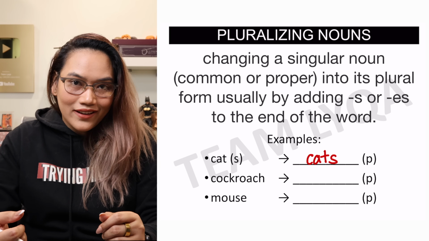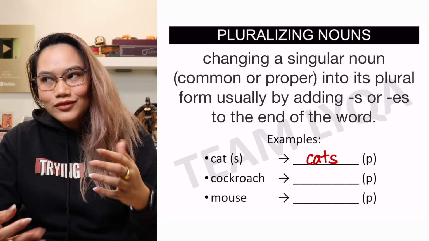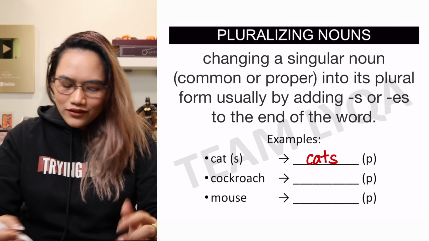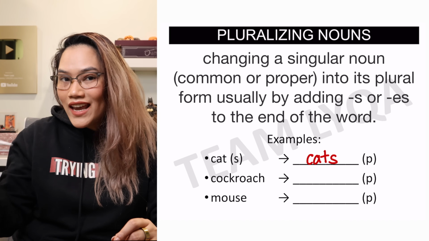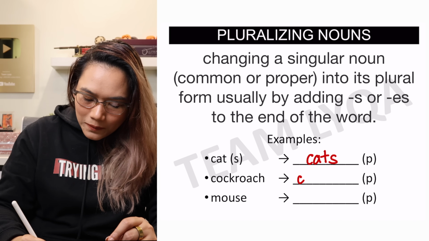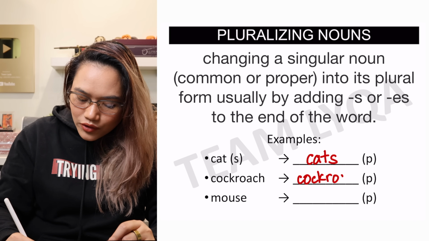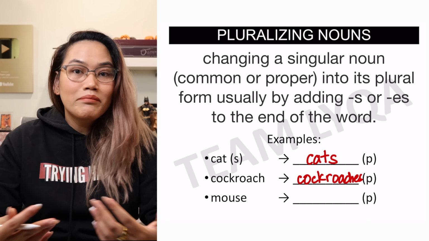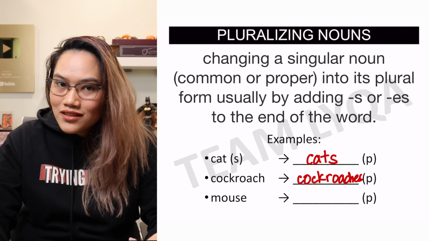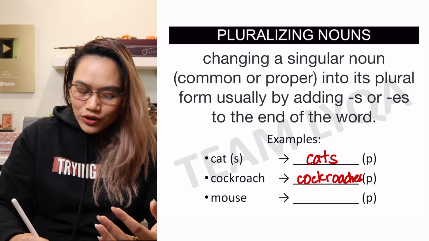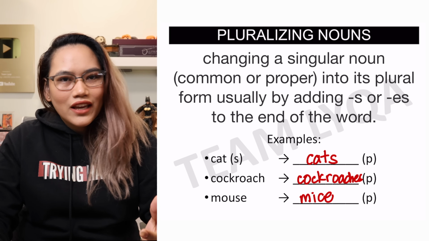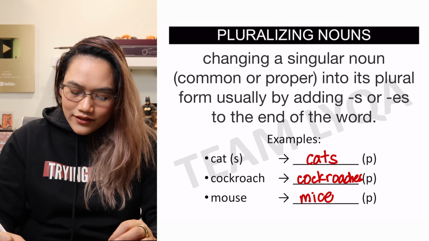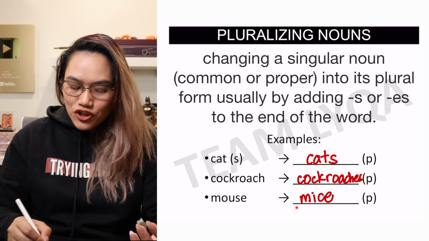For cockroach, if we're talking about just one, hopefully, then it's going to be cockroach. But if there's more, for some reason, we can't write cockroach with just an S at the very end. We use cockroaches. So you add ES. And for a word like mouse, we don't say mouses, we don't say mousies, we actually use the word mice. So again, you don't just add an S to everything. There are certain exceptions. Sometimes you add an S, sometimes you add an ES, and sometimes you change the word entirely.